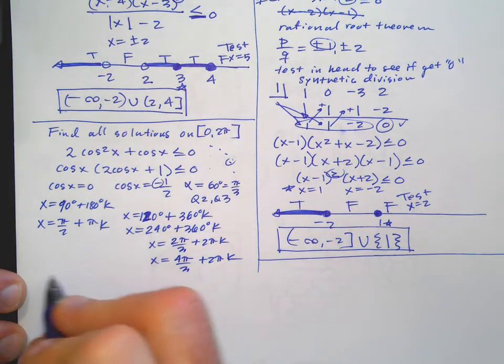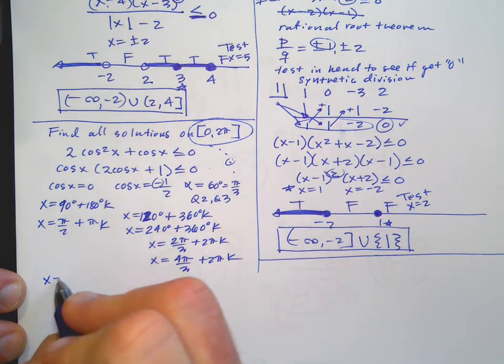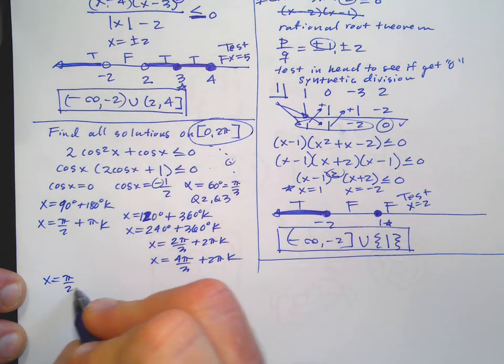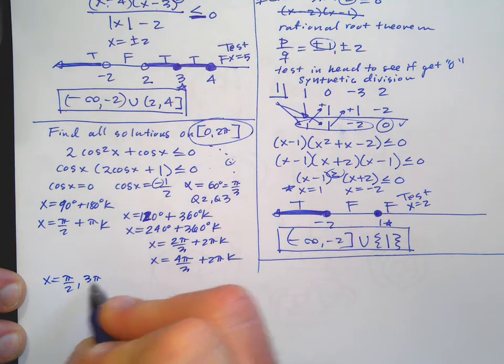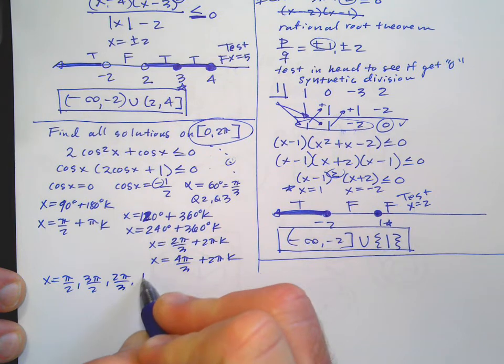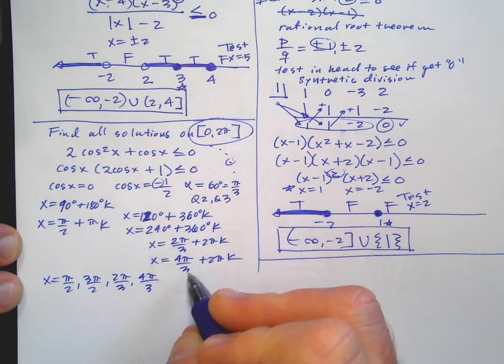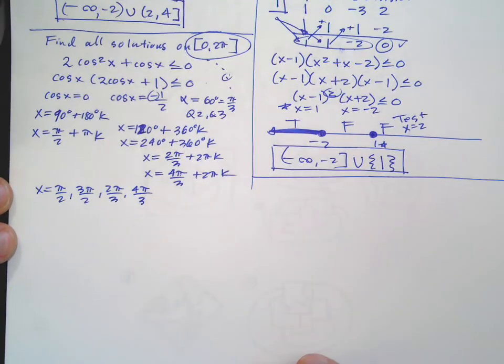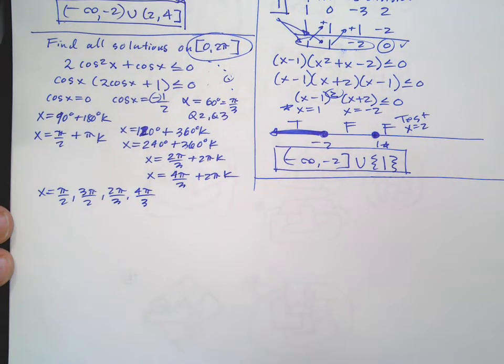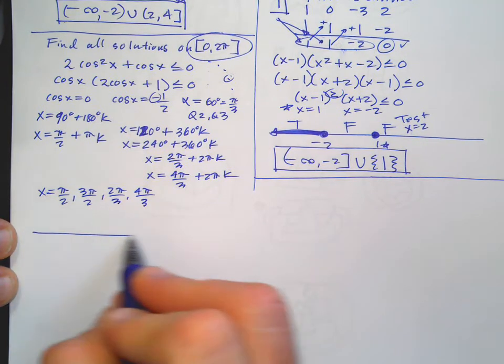So we want the answers from 0 to 2 pi. So that's going to be pi over 2, 3 pi over 2, 2 pi over 3, 4 pi over 3 in radians. I think I'm going to go ahead and emphasize that we do radians. But you could do degrees also. You could do both. So line check.